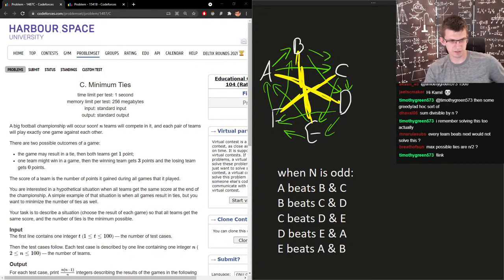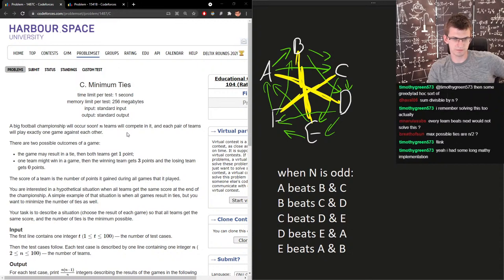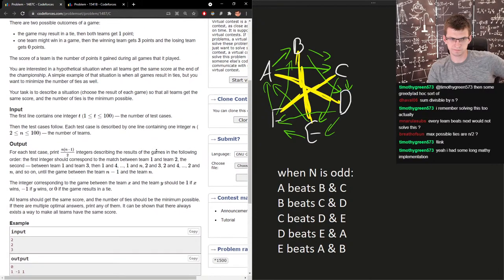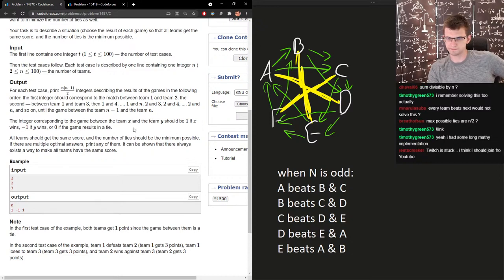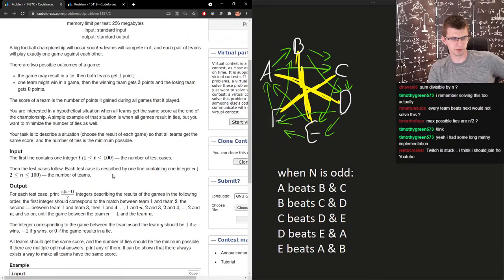Every team beats the next would solve this. Don't we need to say what happens for every match? For every pair of teams, they will play against each other. For each test case, print and choose two integers. They describe the match between 1 and 2, then 1 and 3 and so on. 1 if x wins, minus 1 if y wins, right? That's maybe not the most intuitive output format.